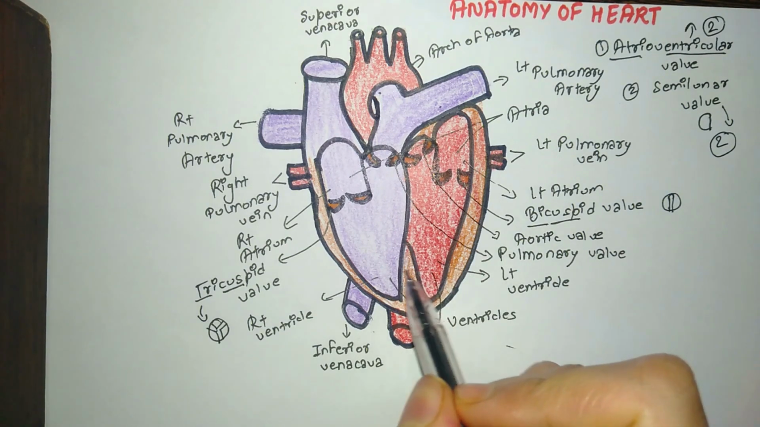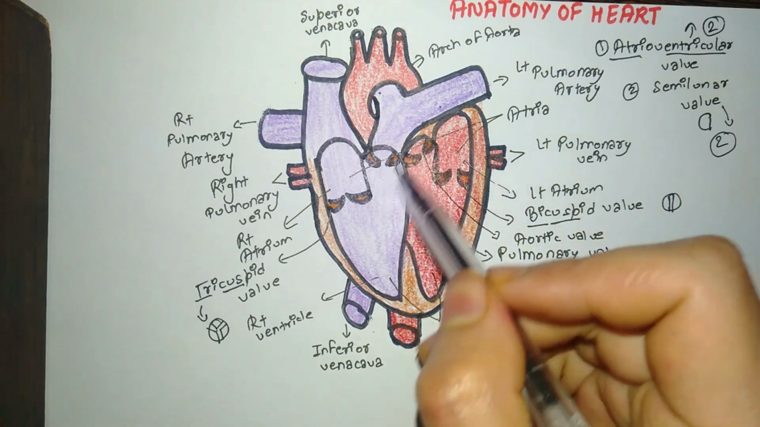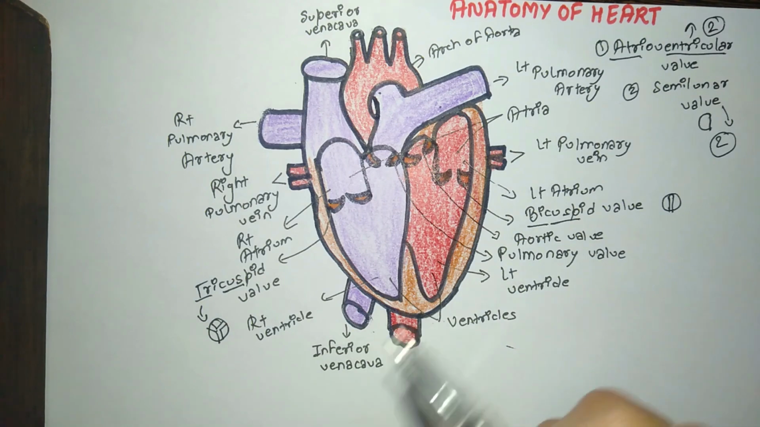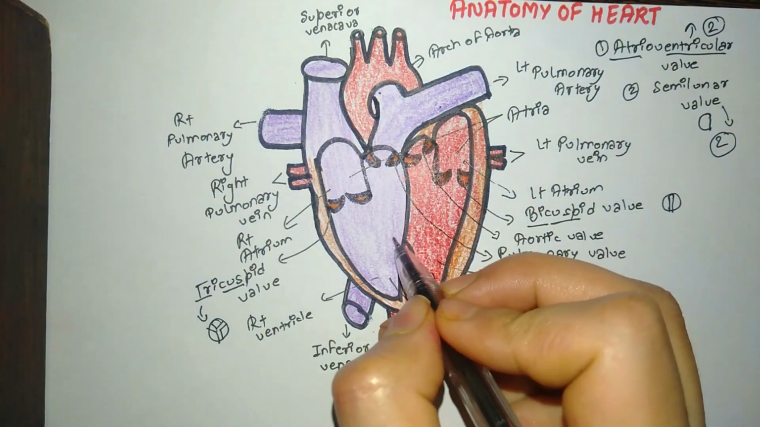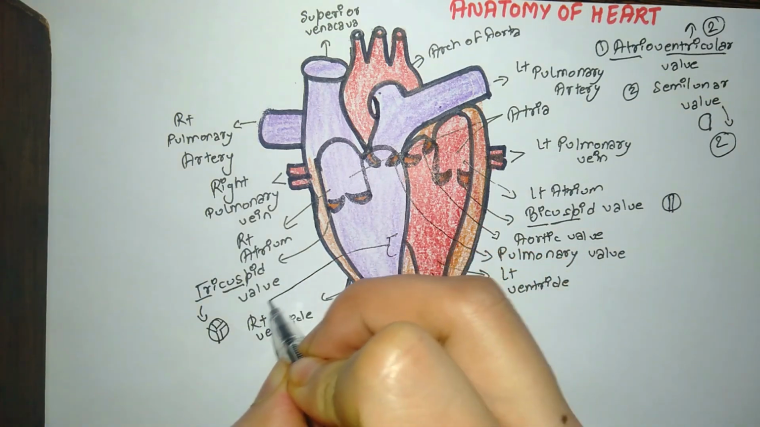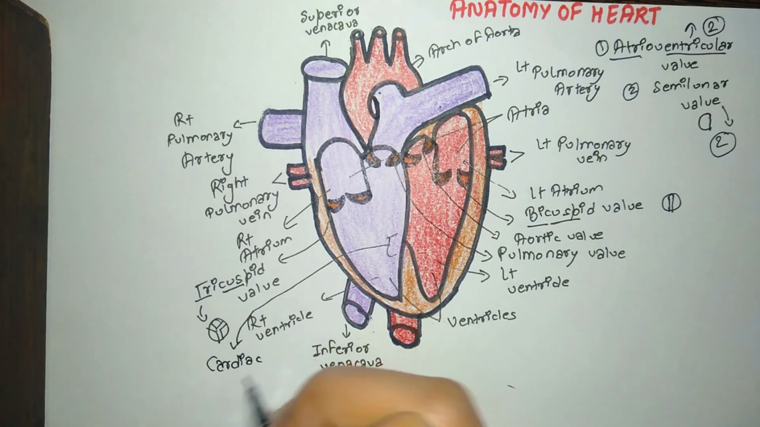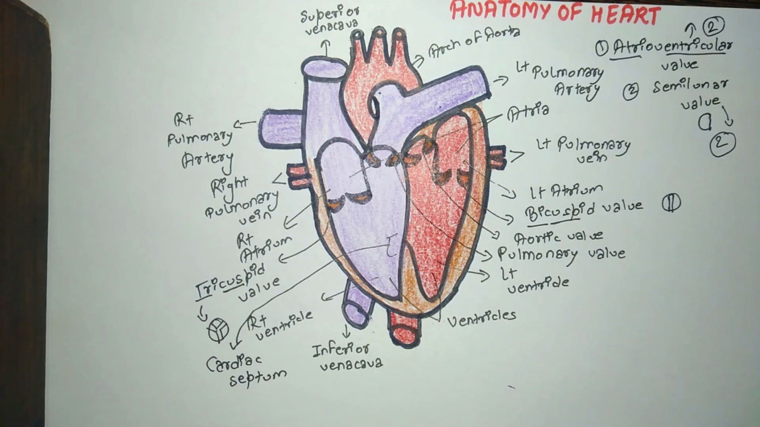Another part here, you can see this part which divides the ventricles, as well as behind this part it divides the atrium. So this is the part which divides the right and the left part of the heart. This part which differentiates the right and left is known as the cardiac septum. Cardiac means heart, and septum means the tissue separating the right and the left part of the heart.